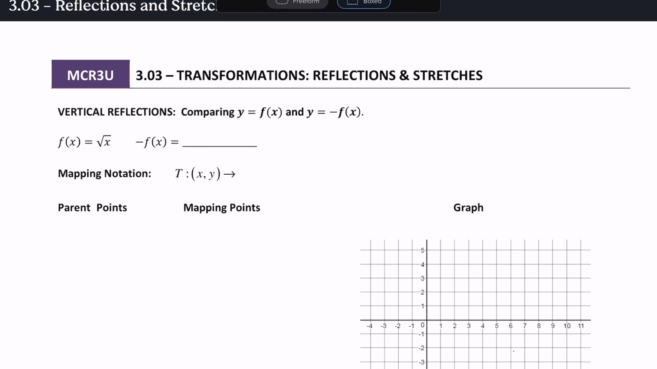Welcome back to another lesson in MCR3U. Today we'll be looking at transformations, specifically reflections and stretches with radical functions.